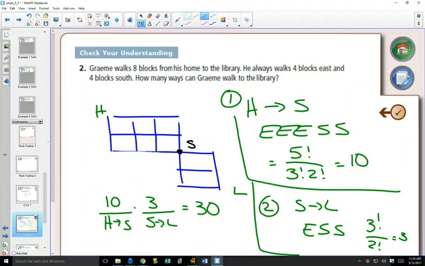So we've got 30 ways. So we could count this one as decisions. There's 2 decisions that need to be made. How many choices does he have to get to Sally's house? How many choices from Sally's house to the library? There's going to be 30 in total.